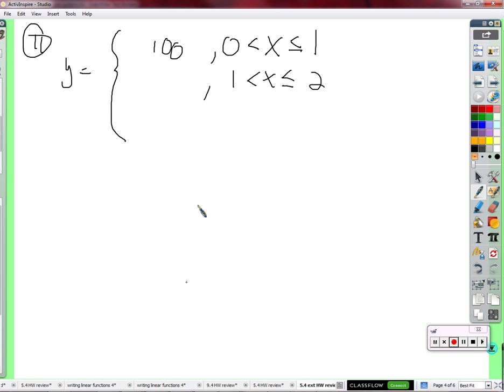50 plus 100. 50x plus 100? Just 50 plus 100. Total 150. Strictly just $150. There's no x component to this. You might feel like it is.